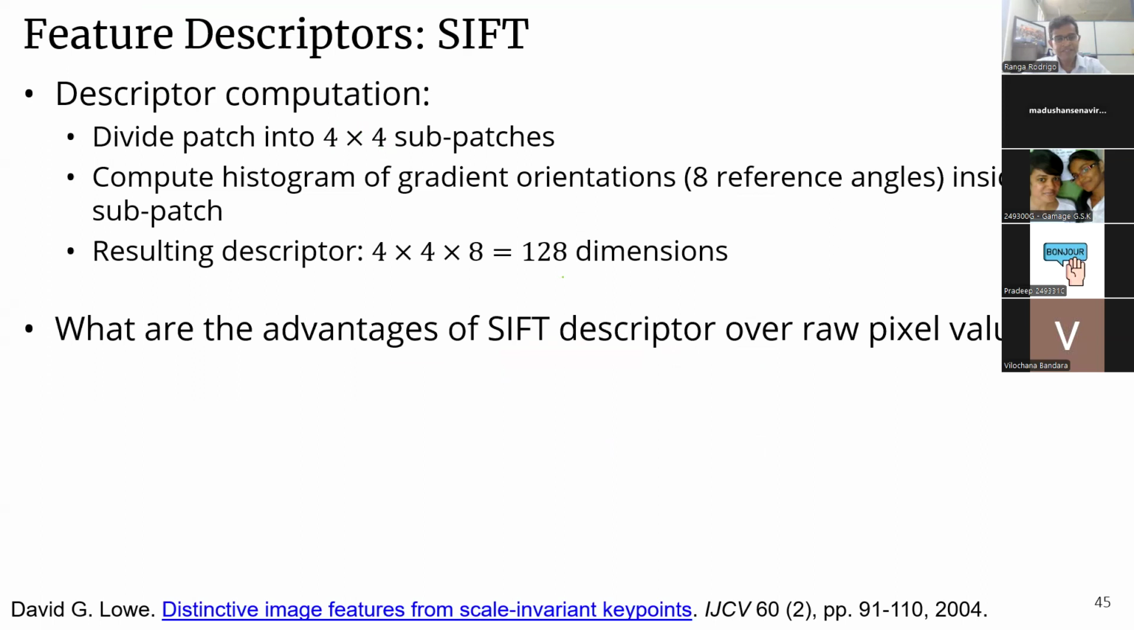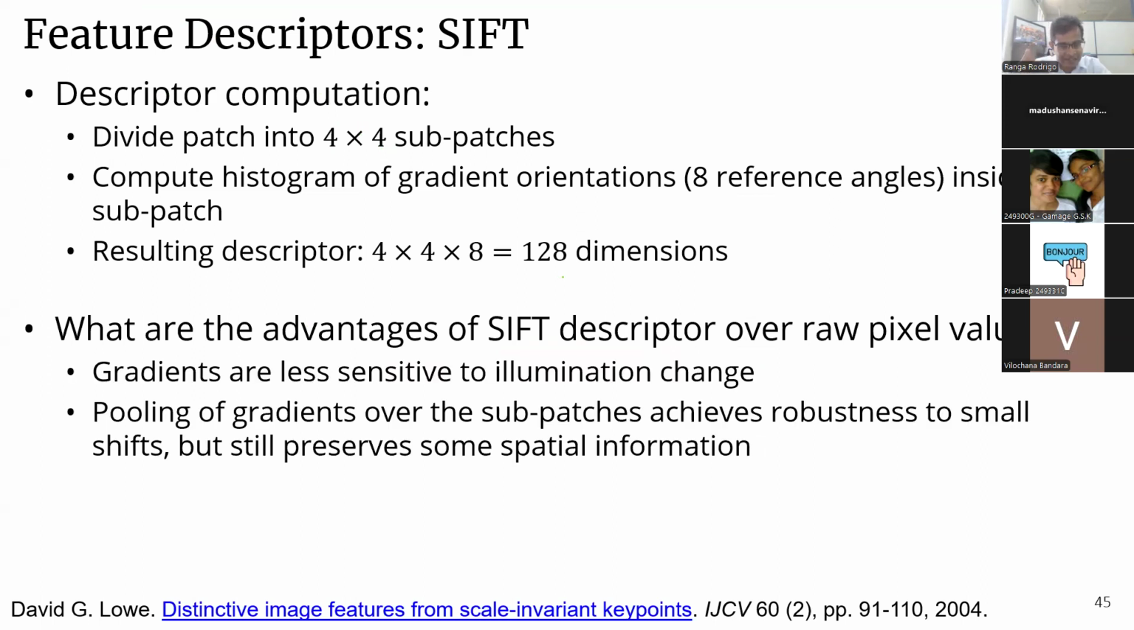What are the advantages of a descriptor over raw pixels? Gradients are less sensitive to illumination changes, because if you remember, Laplacian of Gaussian is what we use. So it is a gradient based operator. So it is not sensitive to illumination changes that much.